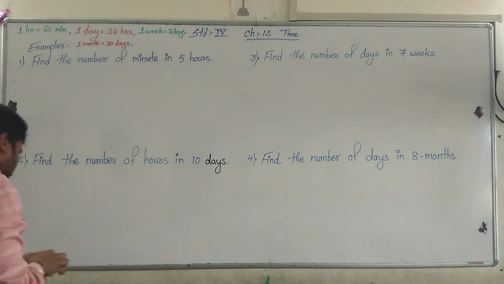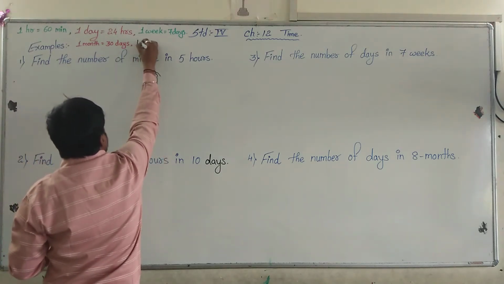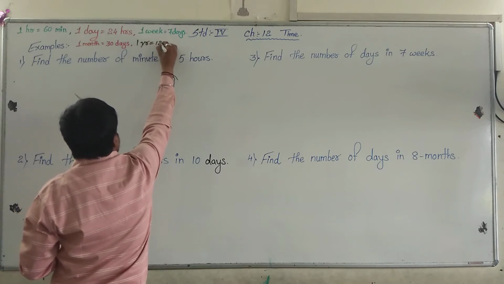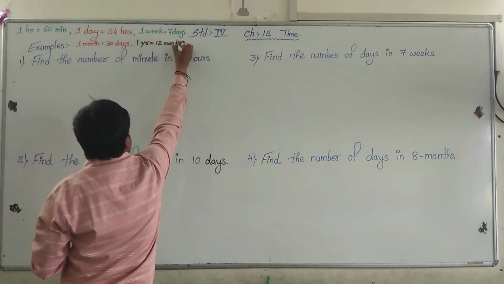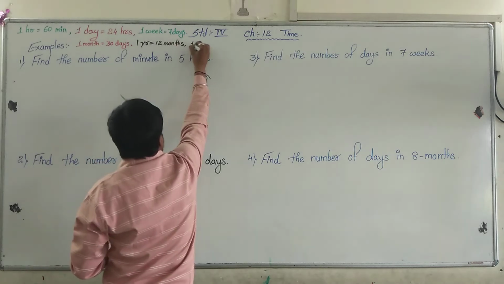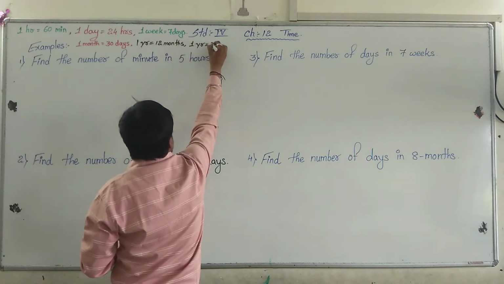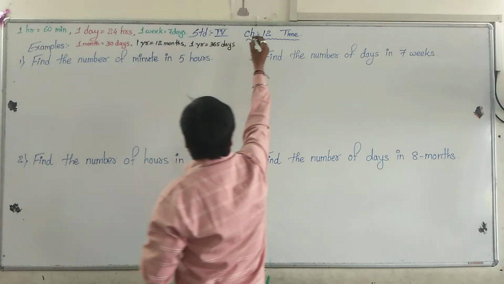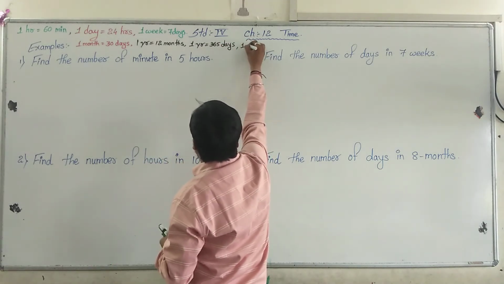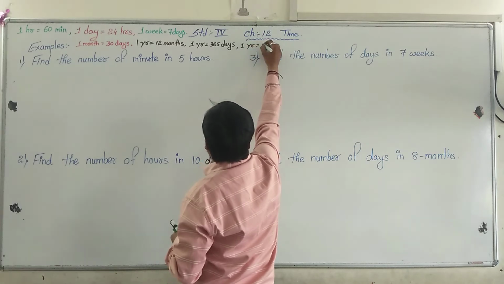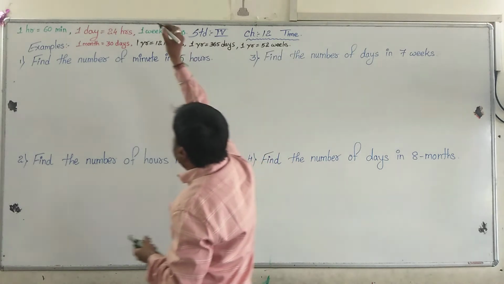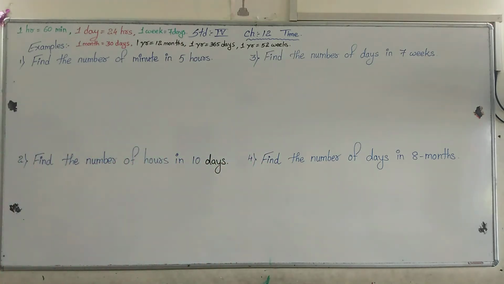Further, we have seen about years, that 1 year is equal to 12 months. Then 1 year is equal to 365 days, and 1 year is equal to 52 weeks. So these are the conversions that we have seen. Now by using this conversion, we are going to solve the examples.